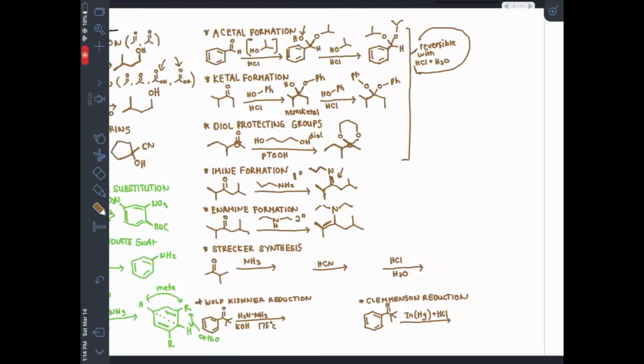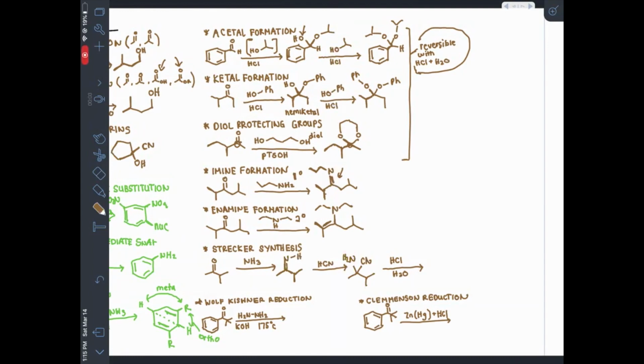Okay, for Strecker synthesis, this is to create an amino acid, and so amino acids have an amine group and a carboxylic group, okay? And so with Strecker synthesis, we're going to take our carbonyl, we're going to use an ammonia nucleophile to attack that carbonyl and create this species right here, okay? And then from there, we're going to use HCN. And in doing this, we're going to create this molecule right here with the amine and the cyano group on the same carbon.